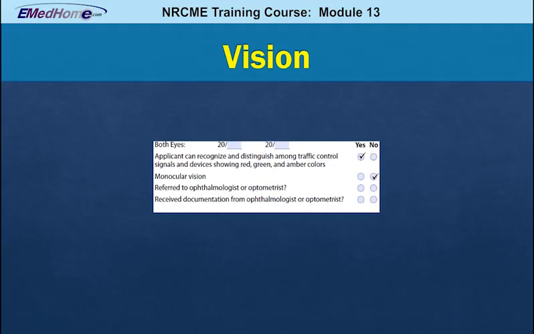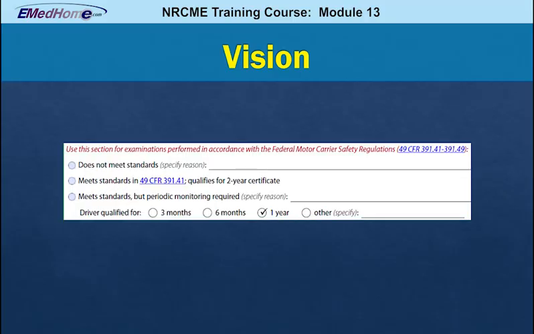Color vision must be sufficient to recognize and distinguish traffic signals and devices showing the standard red, amber, and green colors. When corrective lenses are used to meet vision qualification requirements, the corrective lenses must be used while driving. A driver with monocular vision who is otherwise medically qualified may apply for a federal vision exemption. The driver with a federal vision exemption may be certified for up to 1 year.